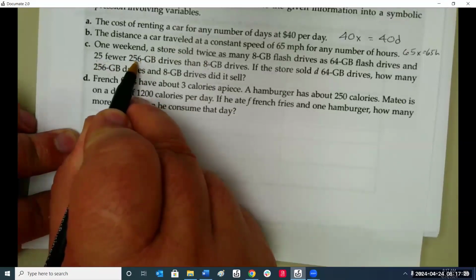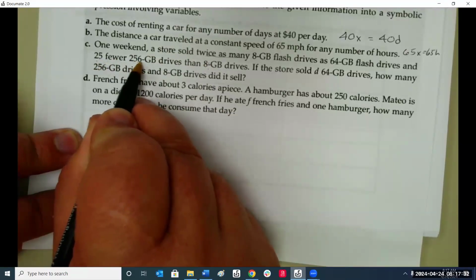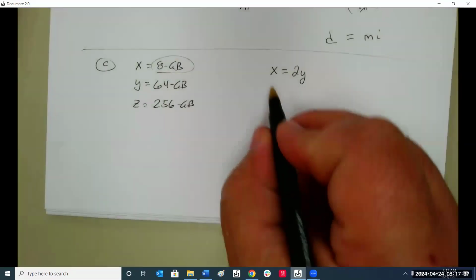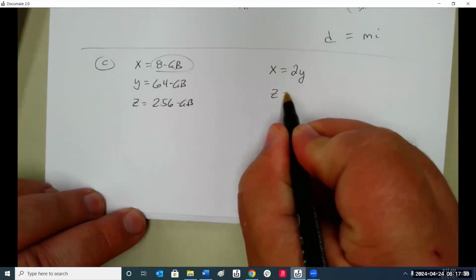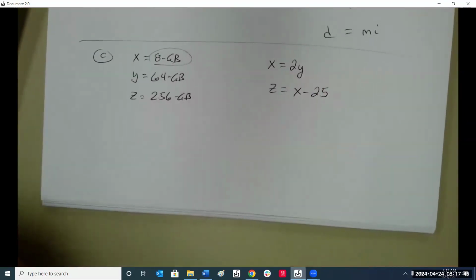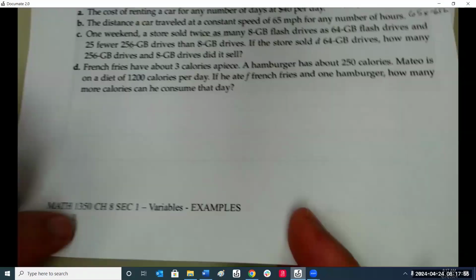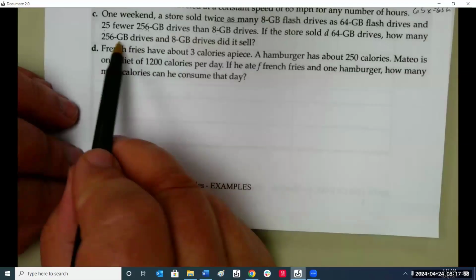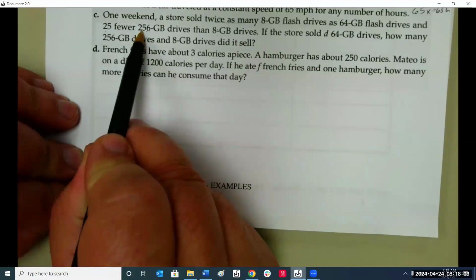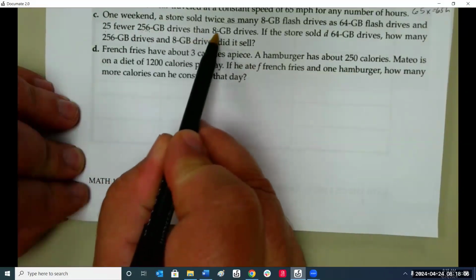So to make these two equal, and these are less, what do I have to do? I have Z is equal to X minus 25. So there's 25 fewer of these than these. To be equal, you either have to add 25 to this one to make them equal to that, or subtract 25 from that one.